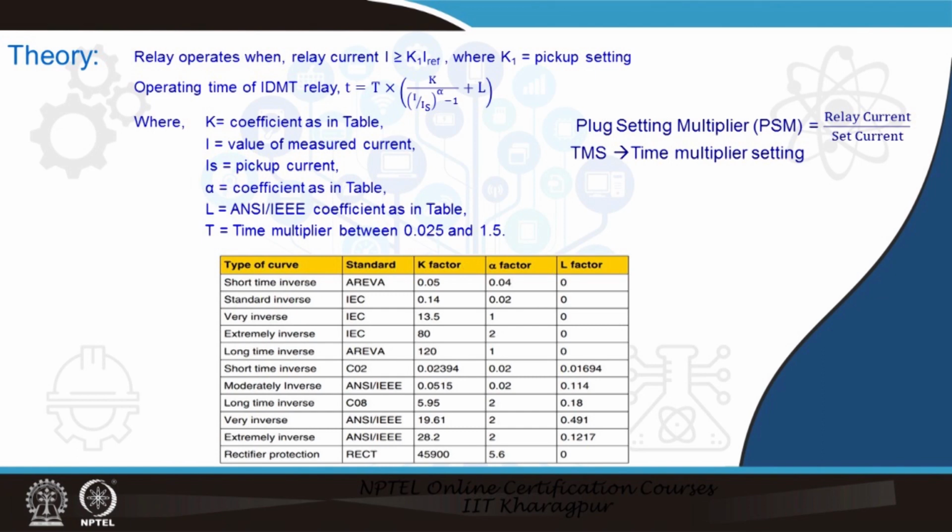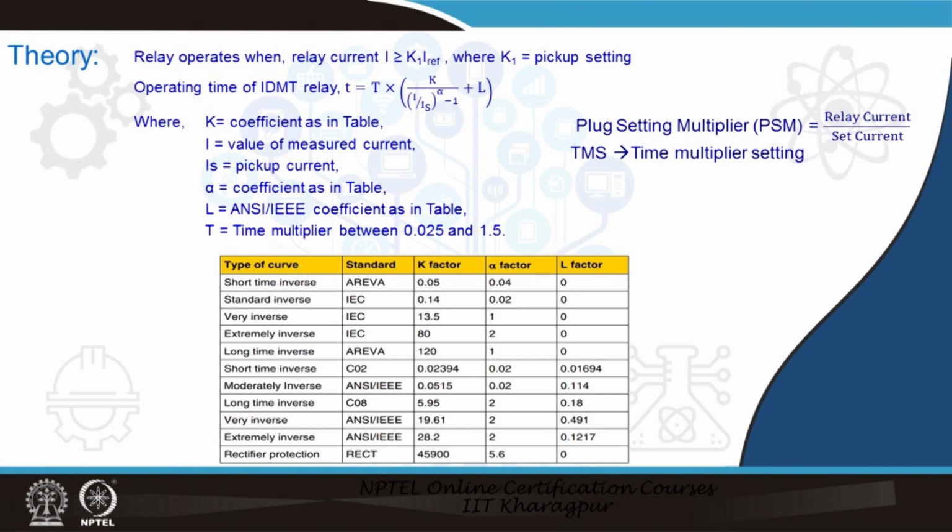Now, furthermore we should note also that, as already defined in the theory, the plug setting multiplier, the PSM, is the relay injected current upon the corresponding set current or pickup current. So, how many times of the PSM we are injecting into the relay for its operation matters to us from the observation perspective. So, TMS here stands for the time multiplier setting.